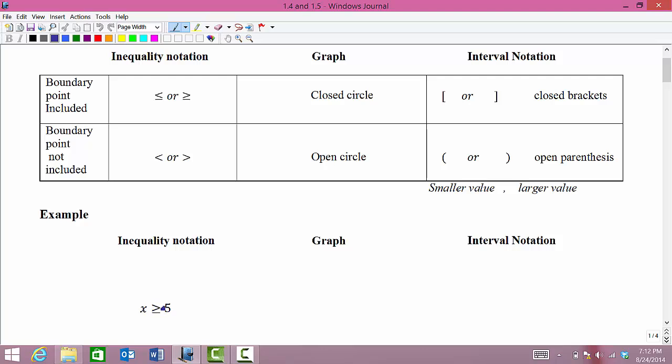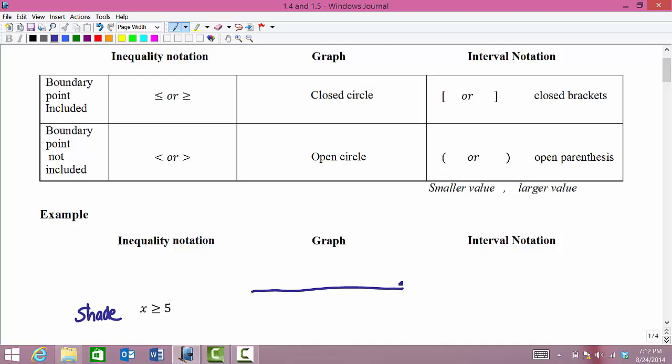Notice that you think about that inequality symbol as being like an alligator's mouth, the alligator will eat the larger portion. So we want to basically shade all portions of the graph where x is greater than or equal to 5.